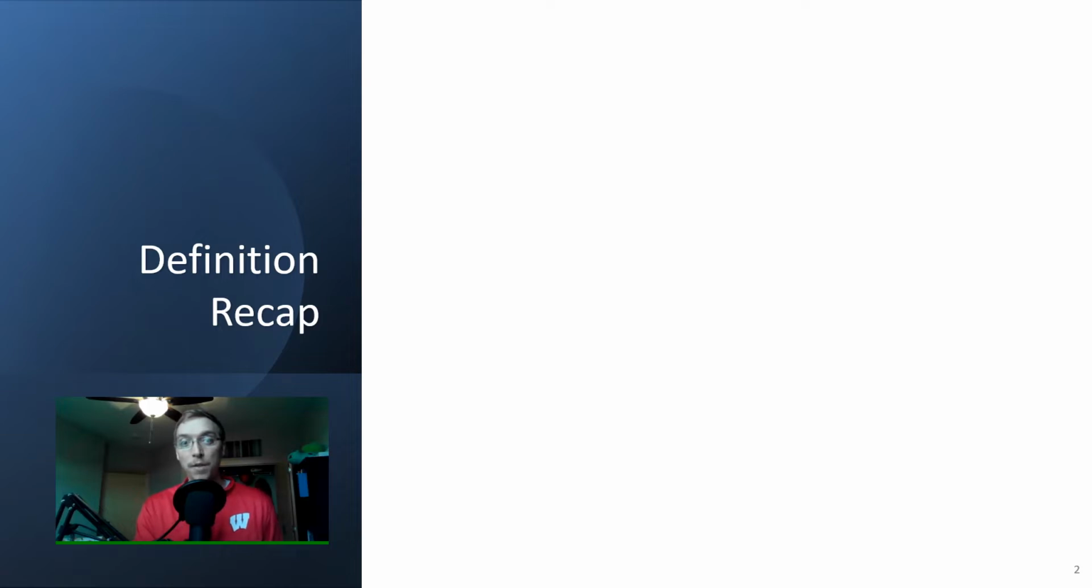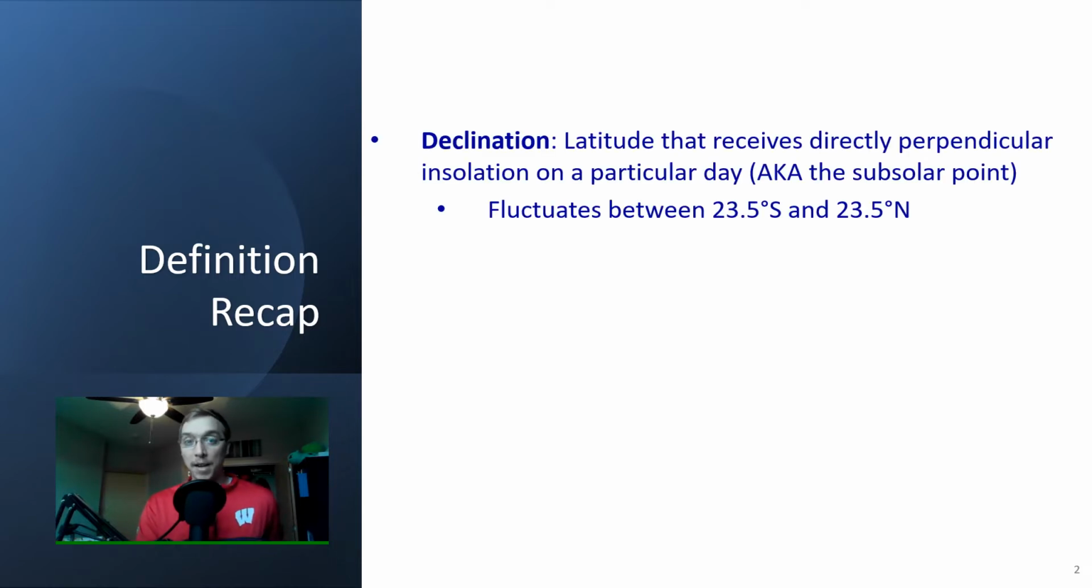First off, we're going to start with some definition recap, just to clarify through the last few lectures so we're all on board with the terminology. So we have declination, which is the latitude that receives direct perpendicular insolation on a particular day, also known as the subsolar point. This fluctuates between 23.5 degrees south, or the Tropic of Capricorn, in the December solstice, to 23.5 degrees north, or the Tropic of Cancer, in the June solstice.